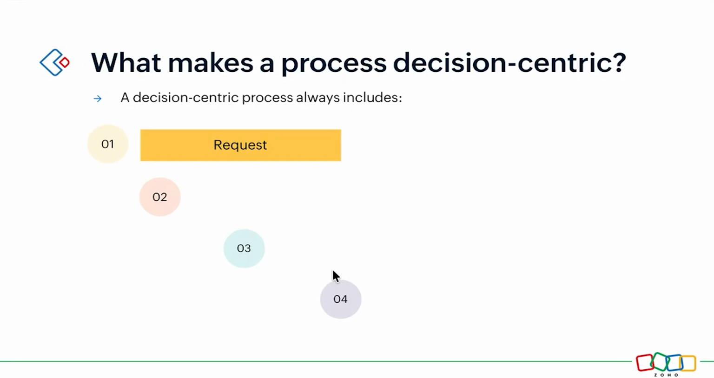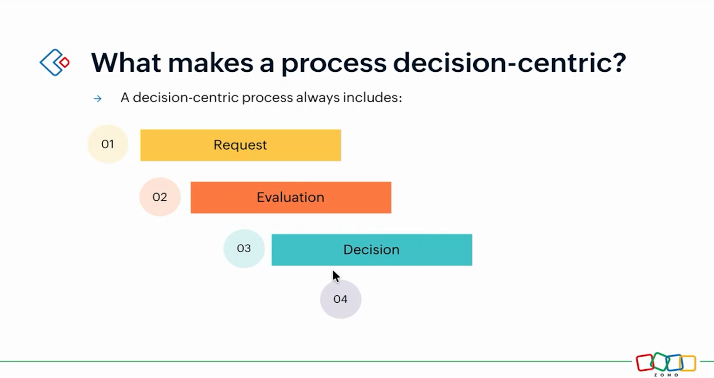Once the request is received, it goes into the next stage, that is evaluation. Here the request is evaluated, for example whether it is eligible or has any risk conditions. Once the evaluation is done, it goes into the decision, where the approval or rejection of that particular request is handled. Once the decision is made, the final outcome is monitored and the necessary action is taken. So this is how a decision-centric business process usually works.